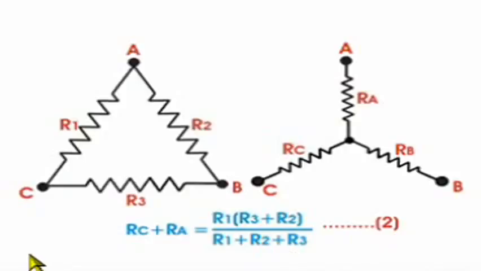Similarly, if we think about the equivalent resistance of delta and star respectively in between points C and A, we can prove that RC plus RA is equal to R1 into R3 plus R2 divided by R1 plus R2 plus R3, and say this is equation 2. When we think about points A and B in the diagram, we can similarly prove that RA plus RB is equal to R2 into R1 plus R3 divided by R1 plus R2 plus R3, and say this is equation 3.